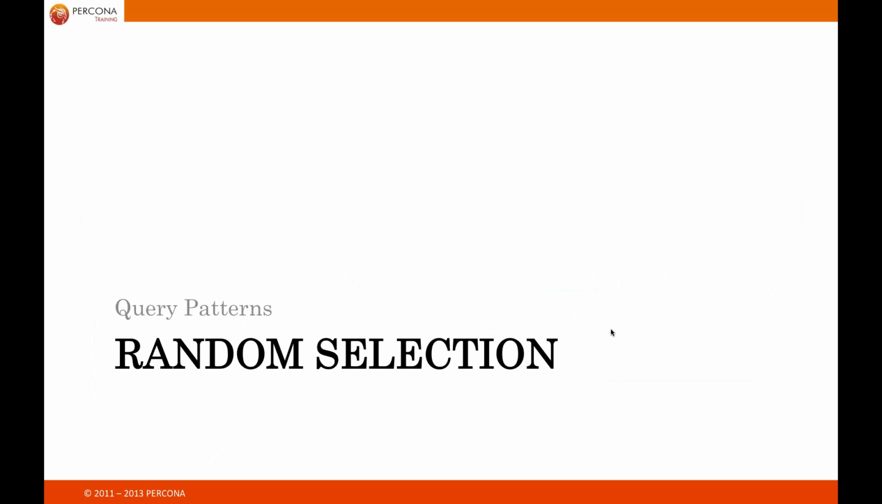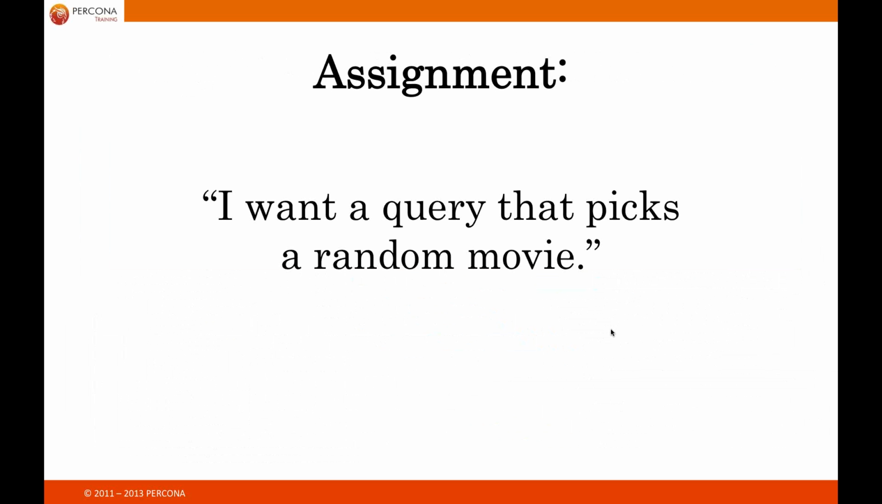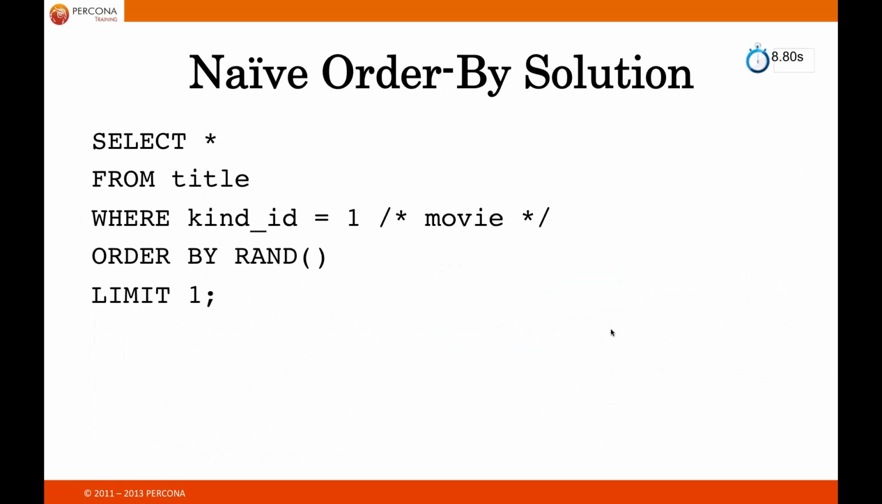Another pattern is random selection. That is, we have a case where we want to pick a random movie from our database and display that. Maybe it's some sort of promotional feature or movie of the day kind of feature. The naive solution is to collect all the movies, order by the expression indicated by the rand function.